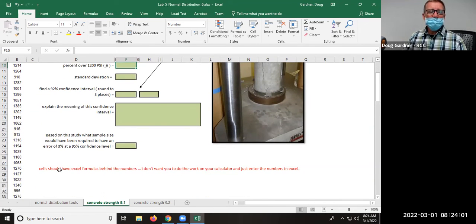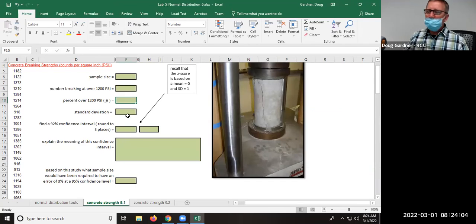Now, this is very important, what I said there in red. I don't want to see numbers in these cells, because then I'm just going to think you did it with your calculator, because you're more comfortable with your calculator, right? But remember, you're not going to use your calculator in the real world. So in a sense, I'm forcing you to learn Excel. You're more than welcome to check it with your calculator, just so you're thinking.